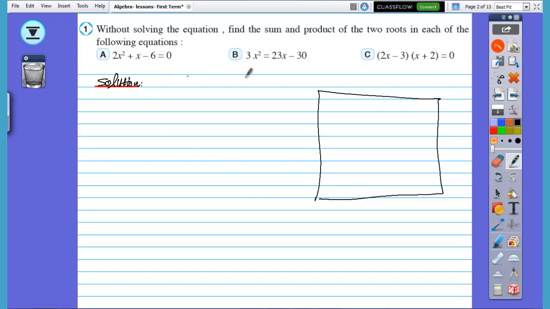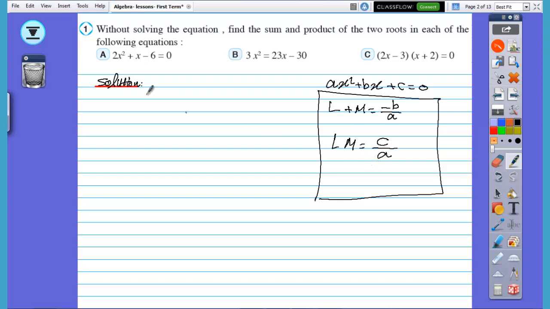If the two roots of any quadratic equation are L and M, then the sum of these two roots, L plus M, equals the negative coefficient of x over the coefficient of x squared. So it is negative b over a, in the quadratic equation ax squared plus bx plus c equals 0. And the product of these two roots, LM, equals the absolute term, c over a.